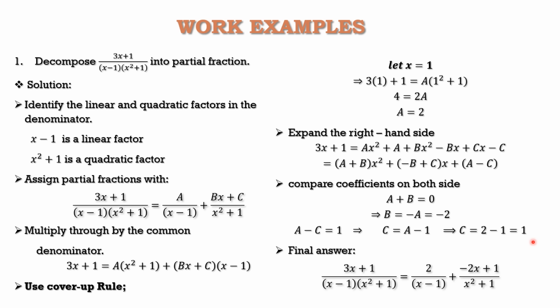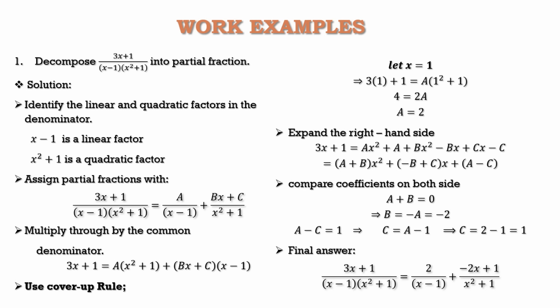So here, the final answer of our splitting will be equal to the constant 2, which is a, divided by x minus 1, plus minus 2x, because b is minus 2, rather. So minus 2x plus 1 divided by x squared plus 1. So this is how we've been able to split the rational fraction of the form 3x plus 1 divided by x minus 1, x squared plus 1, where x squared plus 1 is a quadratic factor which cannot be reduced into linear factors.